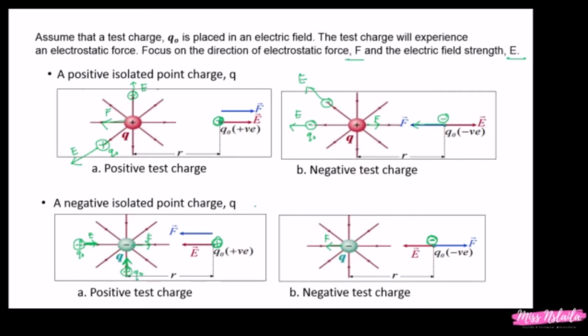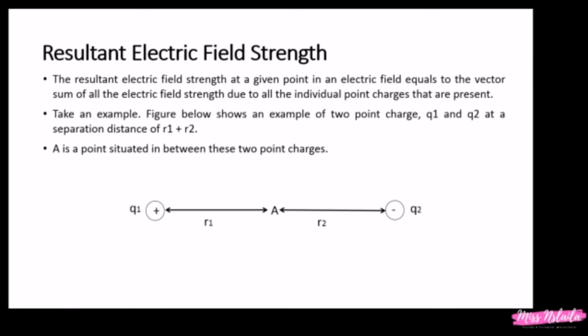Meanwhile, the direction of E only depends on the sign of the point charge. Okay, so just now we have one point charge and one test charge. What if we have two or more point charges? So we need to find the resultant electric field strength.